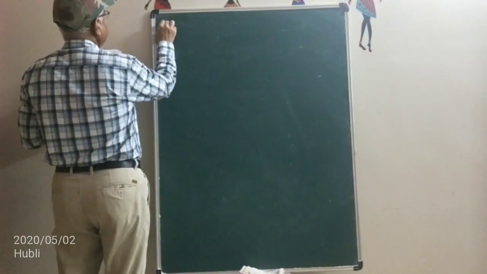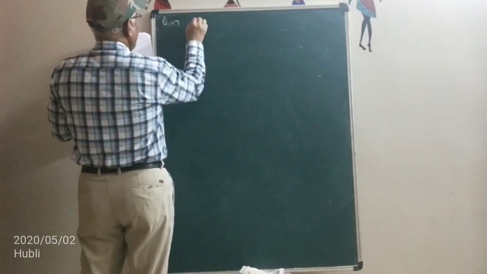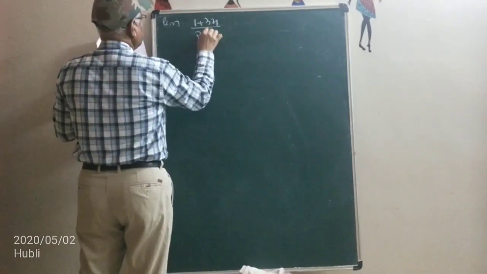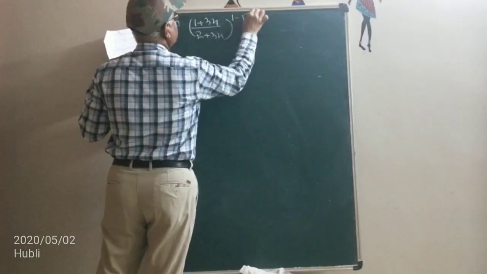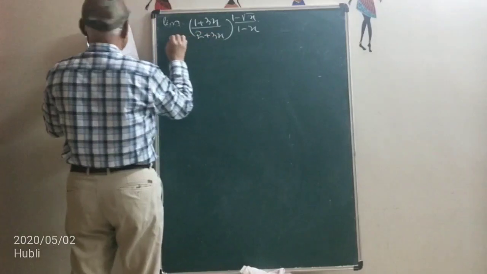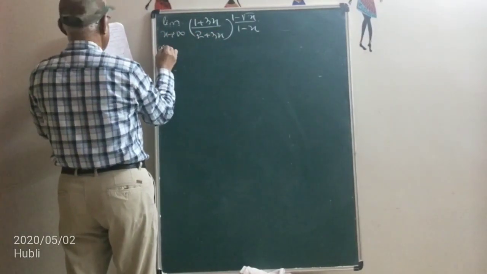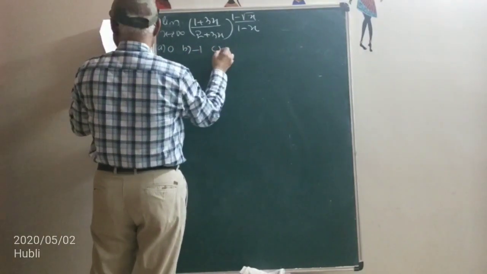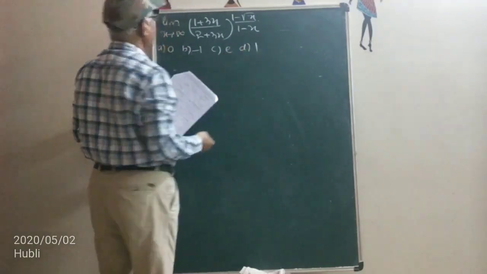Limit of 1 plus 3x divided by 2 plus 3x raised to 1 minus root x divided by 1 minus x as x tends to infinity. The first option is 0, the second option is minus 1, the third option is e, and the last one is 1.